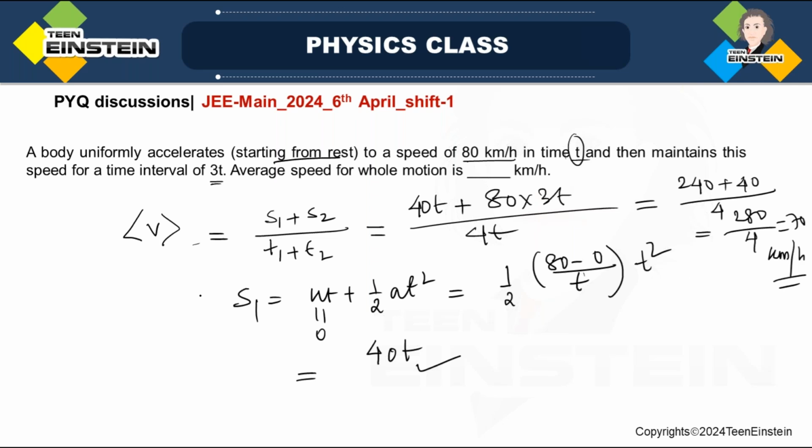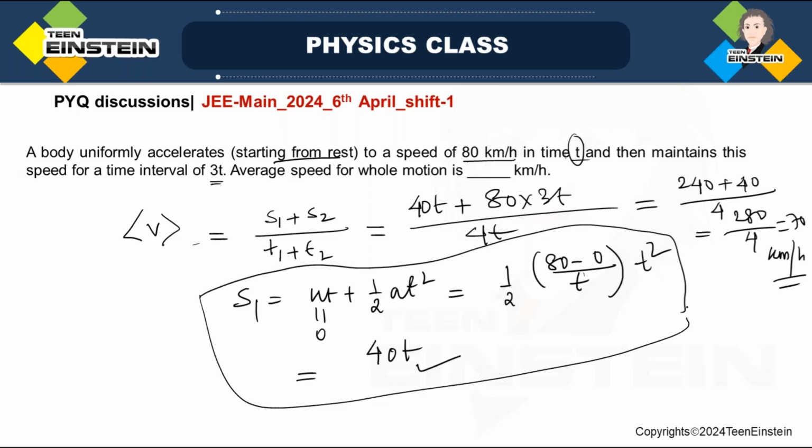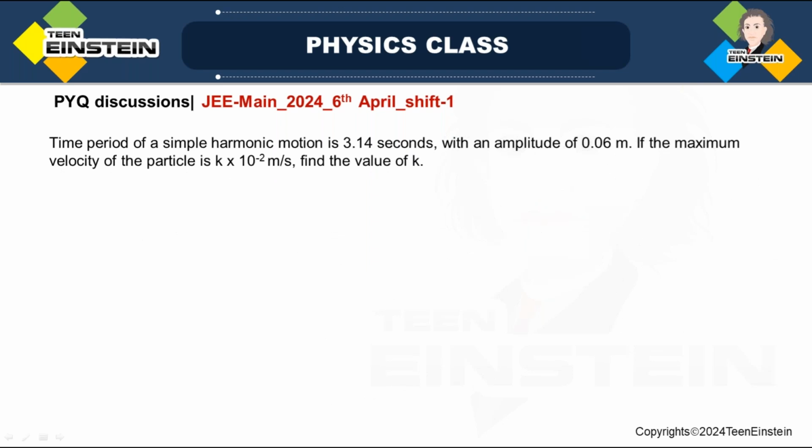So this was also a very simple problem, except you get this particular point. It was mildly tough, not very tough. So what is the average speed during the whole motion? That is 70 kilometer per hour. All right, go to the next problem.